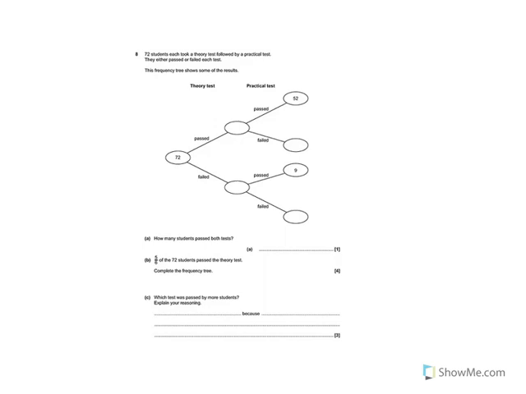How many students passed both tests? Okay, so let's look at the frequency tree. We have the theory test and the practical test. We're interested in the people that passed the theory test and then went on to pass the practical test. And the answer is given at the end there, just as similar as it is in a probability tree. And so the answer here is 52, passed both the theory test and then the practical test.